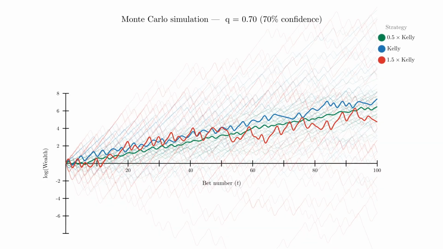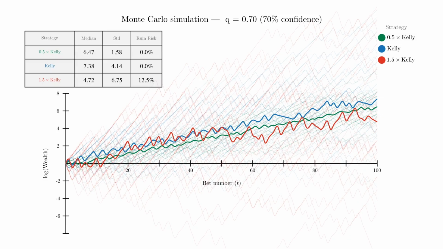Thin translucent lines show individual trajectories. The thicker lines show the median path for each strategy. So you'll notice the Kelly strategy tends to maximize the median long-run growth. The 1.5 Kelly strategy sometimes reaches higher peaks, but it increases variance and the risk of ruin. Half Kelly lowers variance and reduces ruin risk, but sacrifices some of the long-run growth.